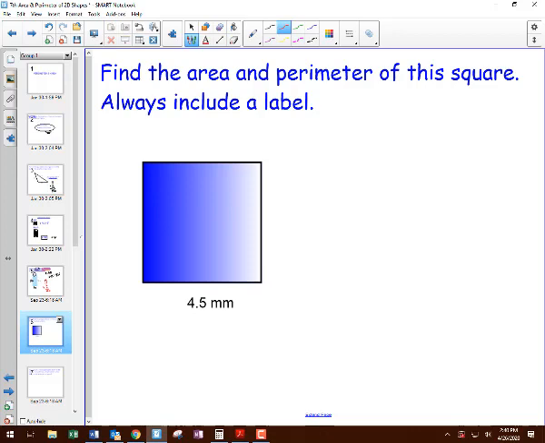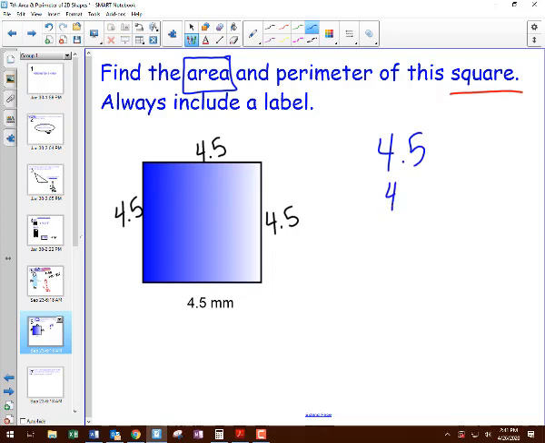Okay, we're looking at a square here, and what do we know about squares? Squares have all equal sides. So if it helps you, go ahead and label each side with the side length. Alright? And now we're set to find area. We're going to find area first by simply going 4.5 times 4.5, because that's the base and the height. Remember, they're going to be the same on a square. 4.5 times 4.5 is going to get you 20.25 millimeters squared. Remember, labels matter.